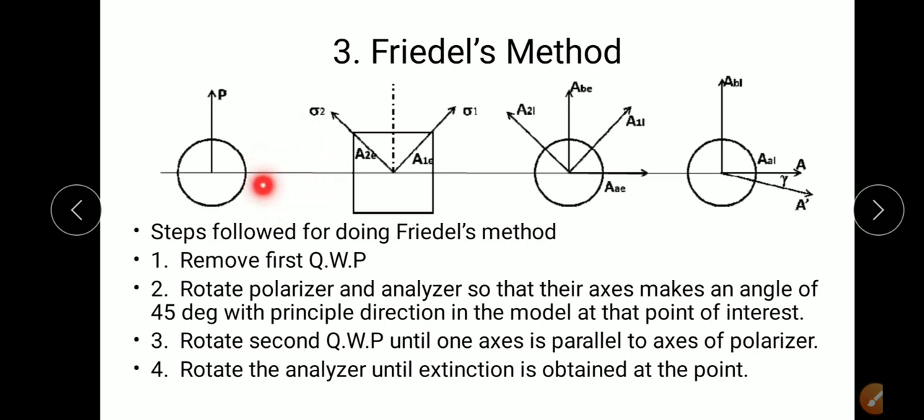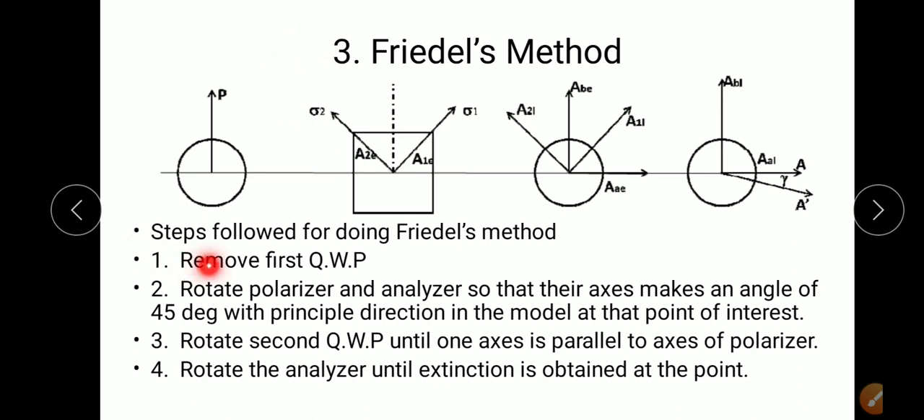Generally in a circular polariscope we find two quarter-wave plates, but here one quarter-wave plate is missing. That is the important change. This is the model, which has some stress values. This is the second quarter-wave plate, and this is the analyzer. So here we are going to remove one quarter-wave plate. That is the first thing we consider.